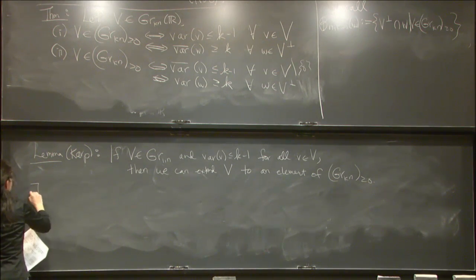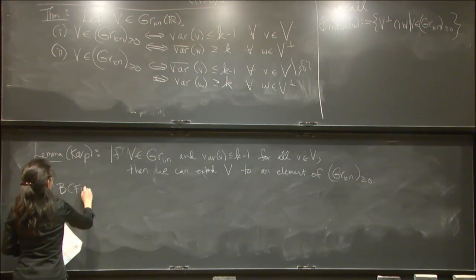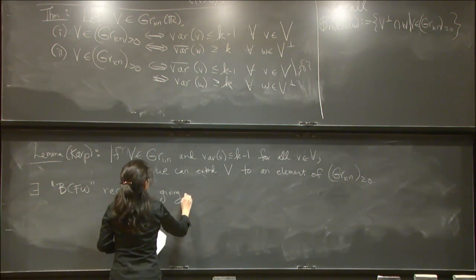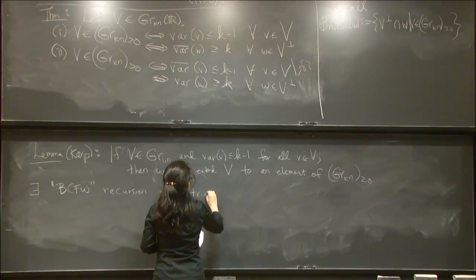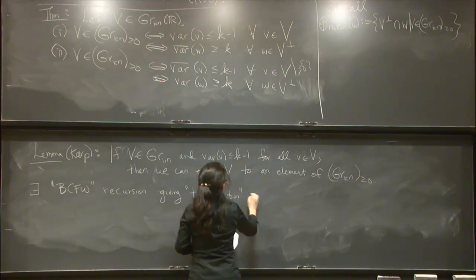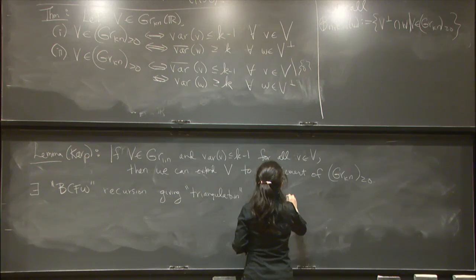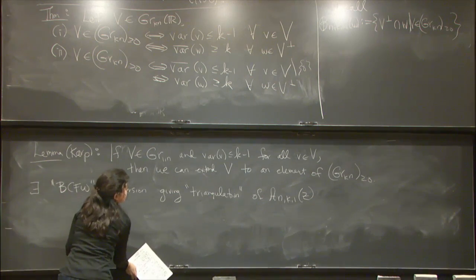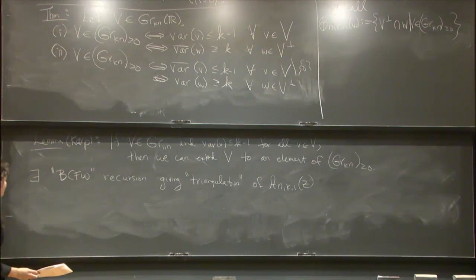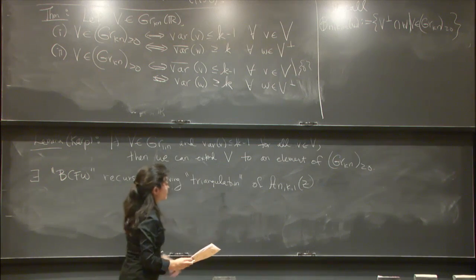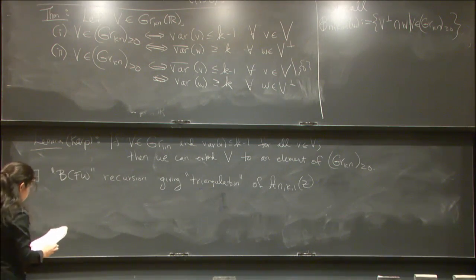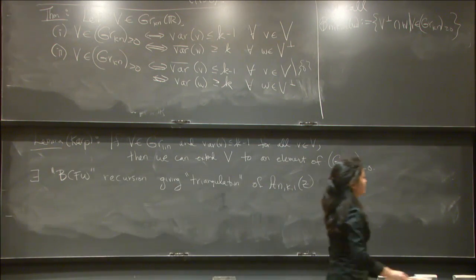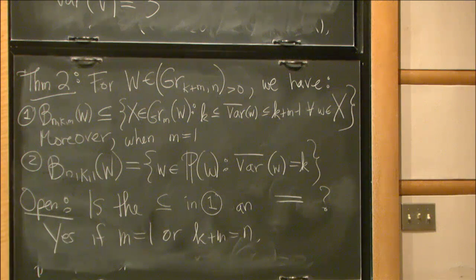So there does exist some kind of BCFW recursion giving a triangulation of the m equals 1 amplituhedron. You can write something down in terms of plabic graphs, which is analogous to what's done for m equals 4. But I'll just tell you what the cells are that we use to triangulate this object.